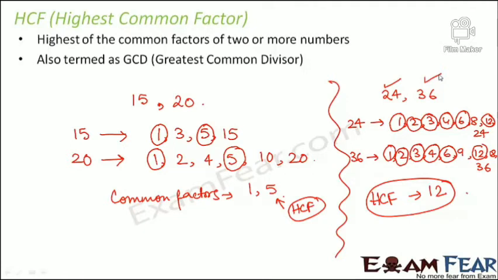Okay, so let me quickly recap. What is HCF? HCF denotes that number which divides two or more numbers exactly, and it is the greatest possible number which can divide two or more numbers exactly. For example, in this case, 5 is the greatest possible number which can divide 15 and 20 exactly. 12 is the greatest possible number which can divide 24 and 36 exactly, and that is what HCF is.